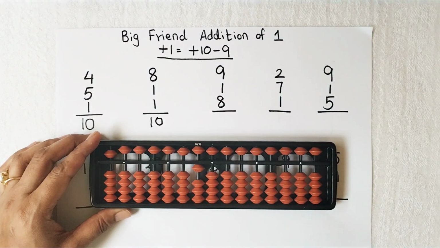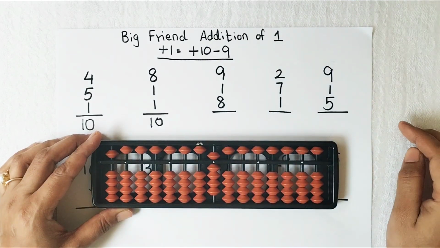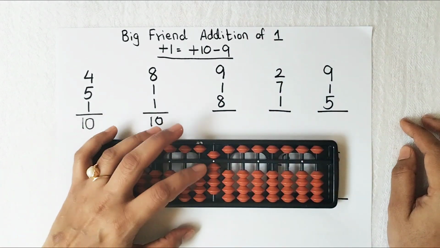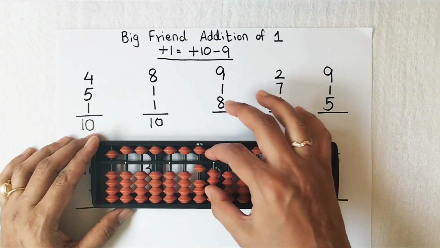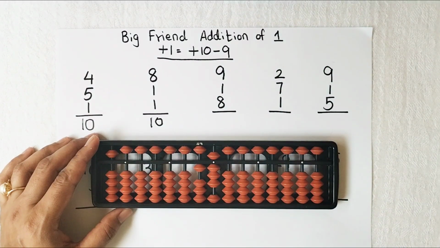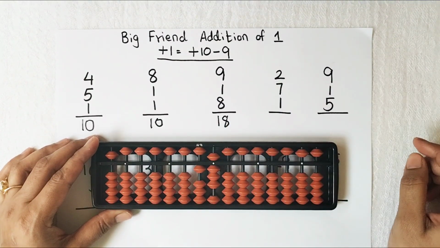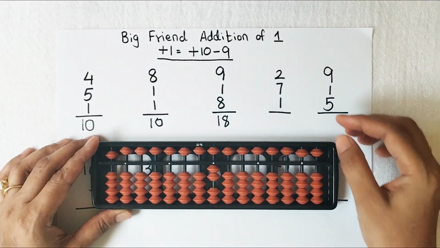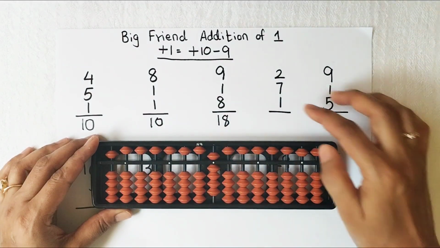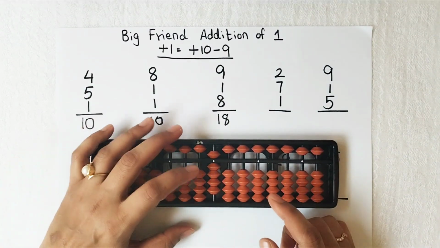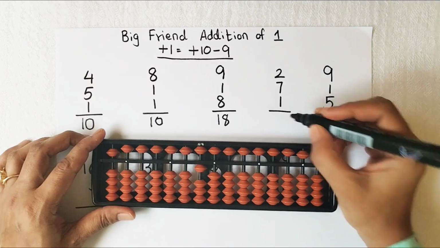Next one, 9 plus 1 plus 8. 9 plus 1. Plus 1 is plus 10 less 9 and add 8. Can I do it directly? Yes. My answer is 18. Next, 2 plus 7 plus 1. 2 plus 7. Plus 7 I can do it directly. Plus 1. Now plus 1 is plus 10 less 9. My answer is 10.